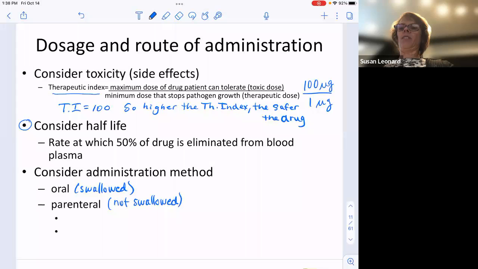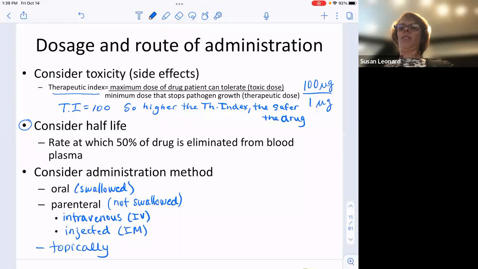That root enter or enteric, enteral, that means of the intestine. And then par means against or not of the intestine. So if we're not giving it the normal way of swallowing it, then we have to either give it intravenously, so by IV, or injected. Sometimes we call that intramuscularly, IM. Okay, and some drugs, some antibiotics are also given topically, usually for skin infections.